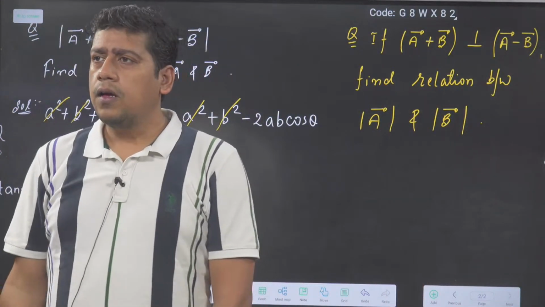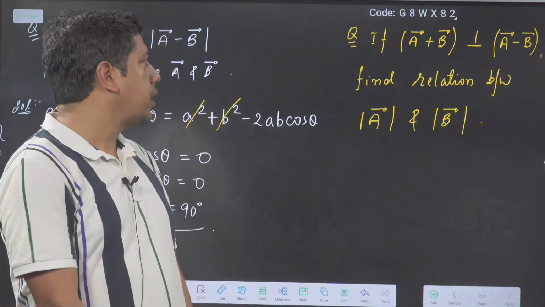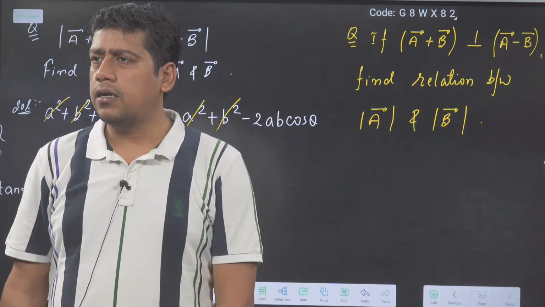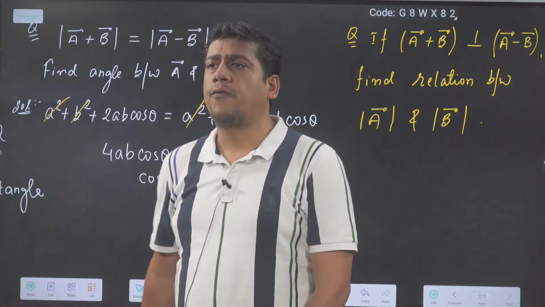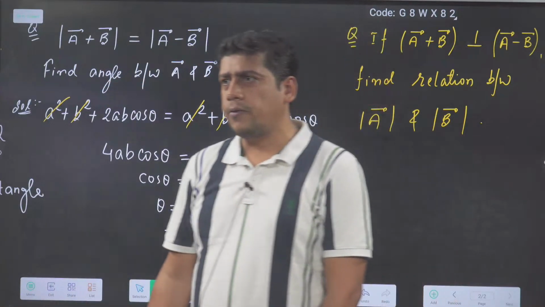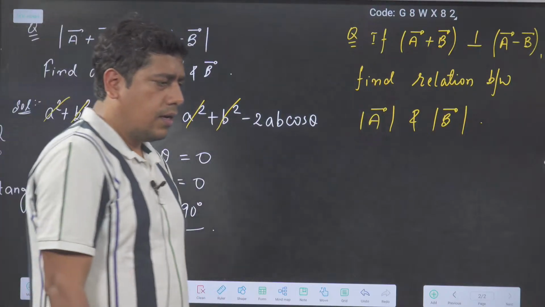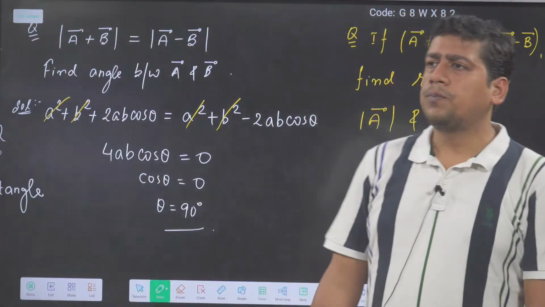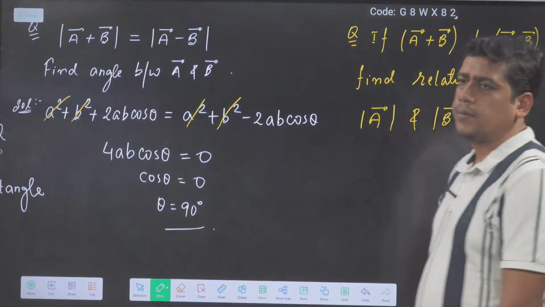Chalo. This question we were discussing, right? I have given you this question: if a vector plus b vector is perpendicular to a vector minus b vector, then find the relation between the magnitude of a vector and b vector. Think about this. Come on.